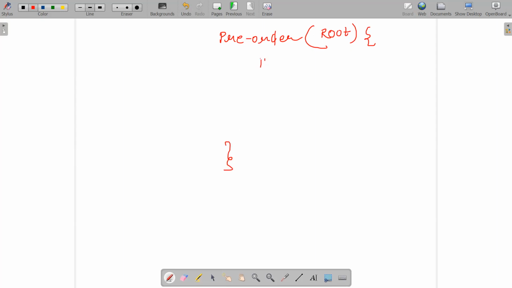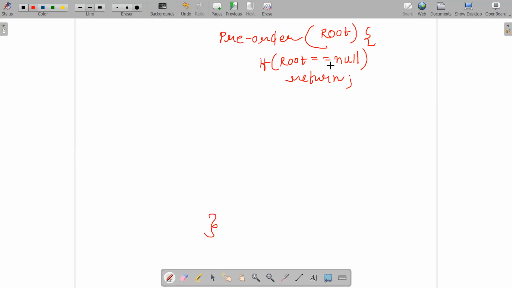So suppose root is null, am I correct? Root is null. Definitely there is no node in that case. That's why root is null. Then what am I required to do? Then just return from here as it is. Just return. Do nothing. Okay, then what else do I require?